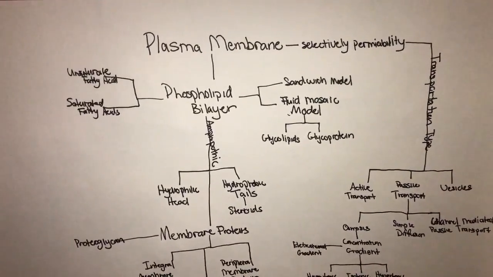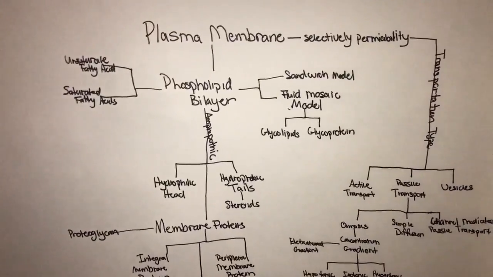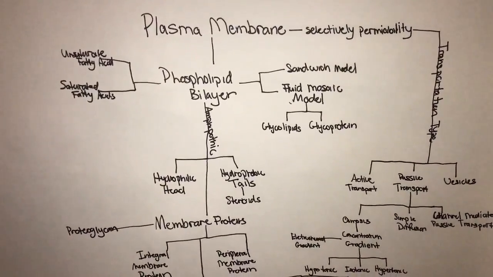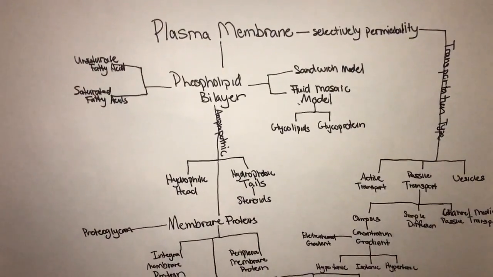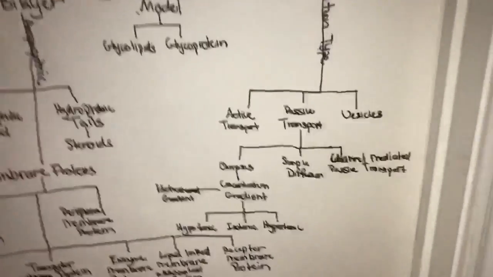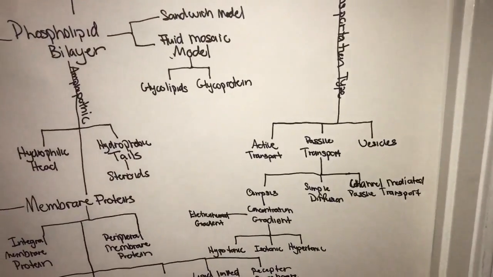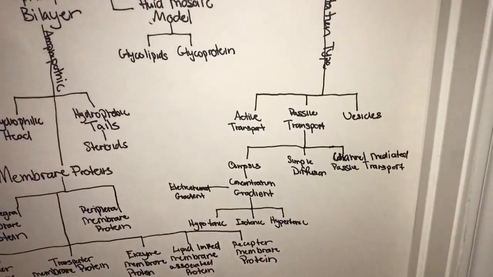Okay, here's my concept map, and I begin with the plasma membrane, which is selectively permeable. And there are different types of transportation when a membrane is selectively permeable. There's active transport, passive transport, and then there are transport vesicles within the cells that deal with exocytosis and endocytosis.